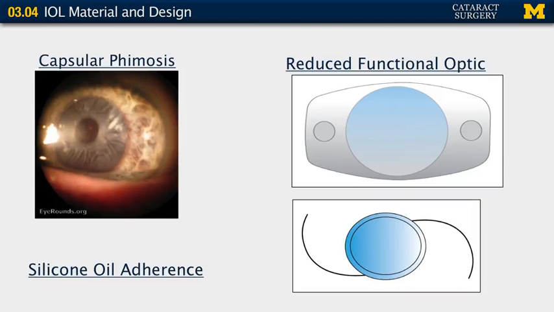So here on the left is an example of phimosis of the capsule. You will see that what looks initially to be the pupil is actually the internal edge of the anterior capsule, where it has constricted and opacified around the lens implant. In addition, silicone lenses do tend to have a reduced functional optic and therefore may not be the best choice in patients with large pupils.